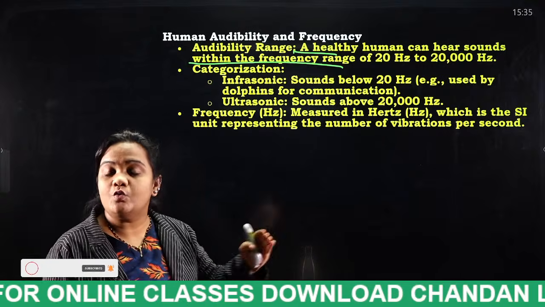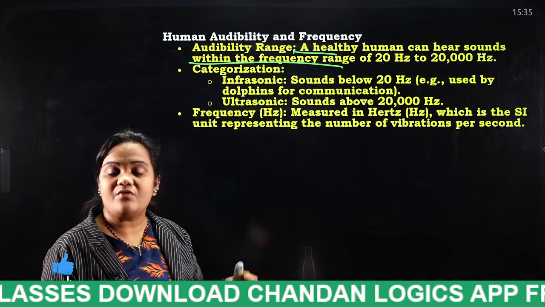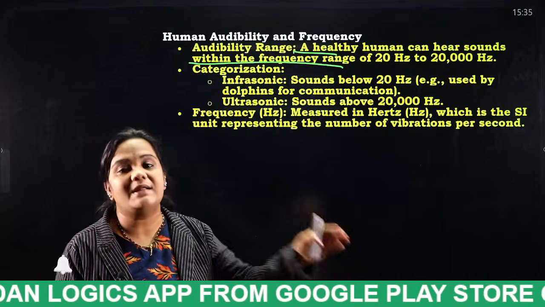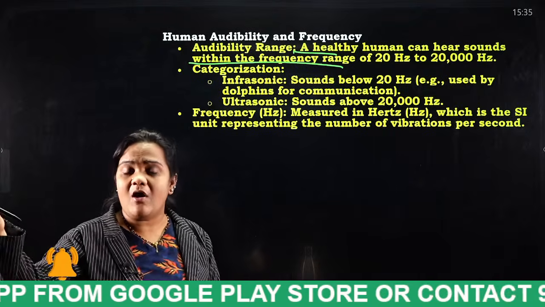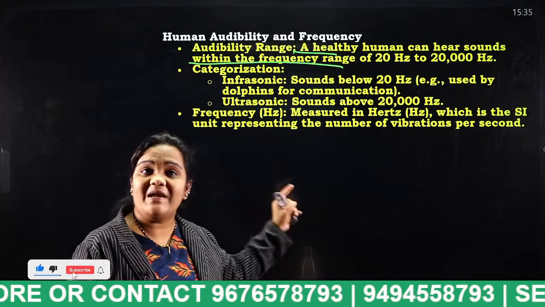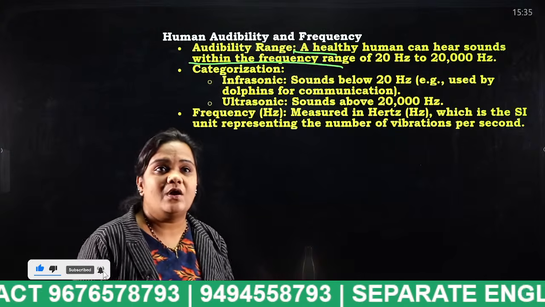What is the range of our human ear? It can hear from 20 hertz to 20,000 hertz. Beyond that or below that, our human ear cannot listen. Very, very important thing, students.